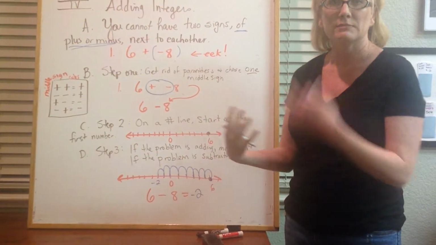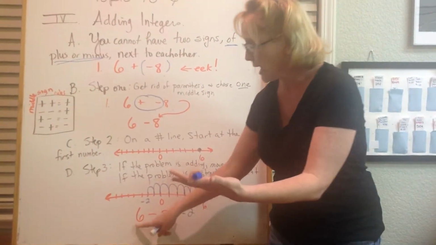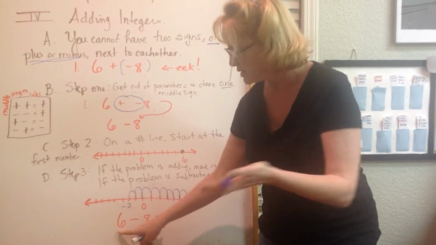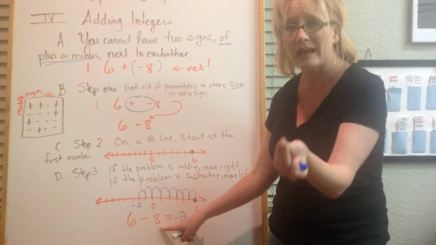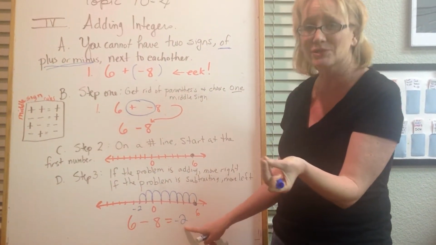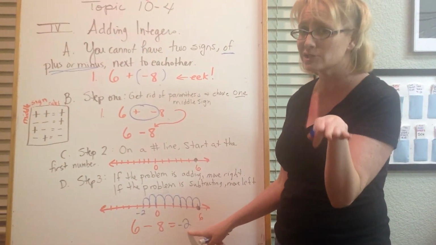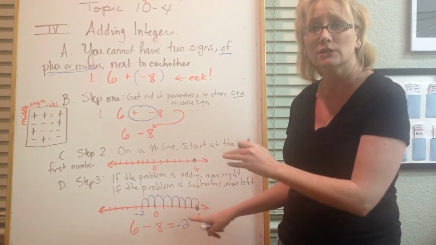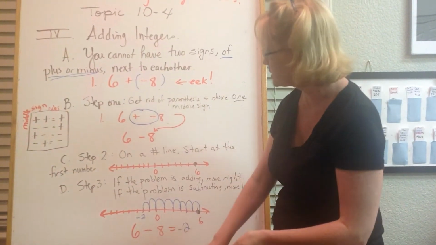Another way to think about it is money. Remember we talked about that? You have $6, but then you spent $8. How much is in your bank account? Negative $2. That's before you get the bank charges. So it's negative 2. We're going to try it again. Let's try another problem.